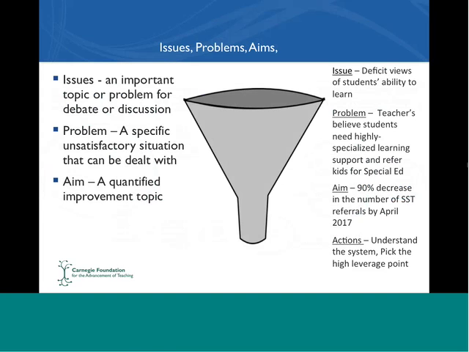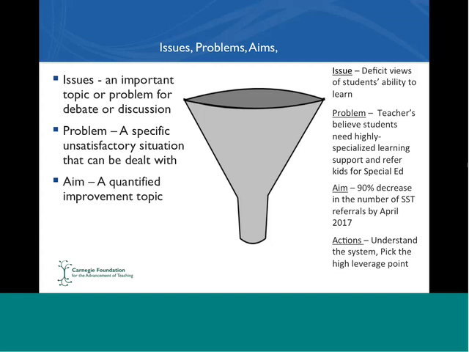Sort of deficit views of students' ability to learn. Or they dig just a little bit deeper, to teachers' beliefs about the needs of highly specialized learning support and the task in the act of referring students to special ed. Once you come to agreement about that as an issue, you might then come to deeper agreement about a specific thing that we want to work on, decreasing by 90% the number of SST referrals in some month.